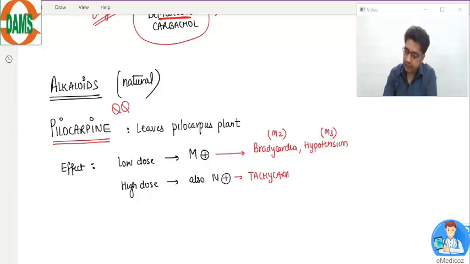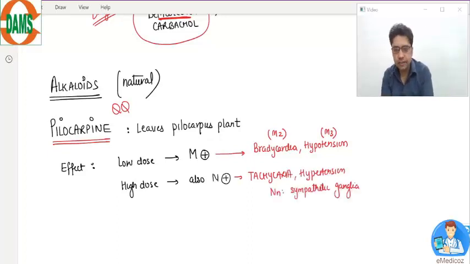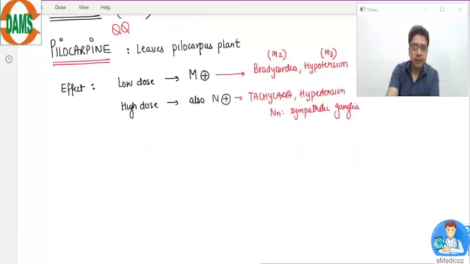Why does it produce tachycardia and hypertension? Because of stimulation of sympathetic ganglia. Because of stimulation of which receptor? NN receptors, which will increase sympathetic activity. Okay? So I hope it makes sense to you now. Very good. Let's move ahead.